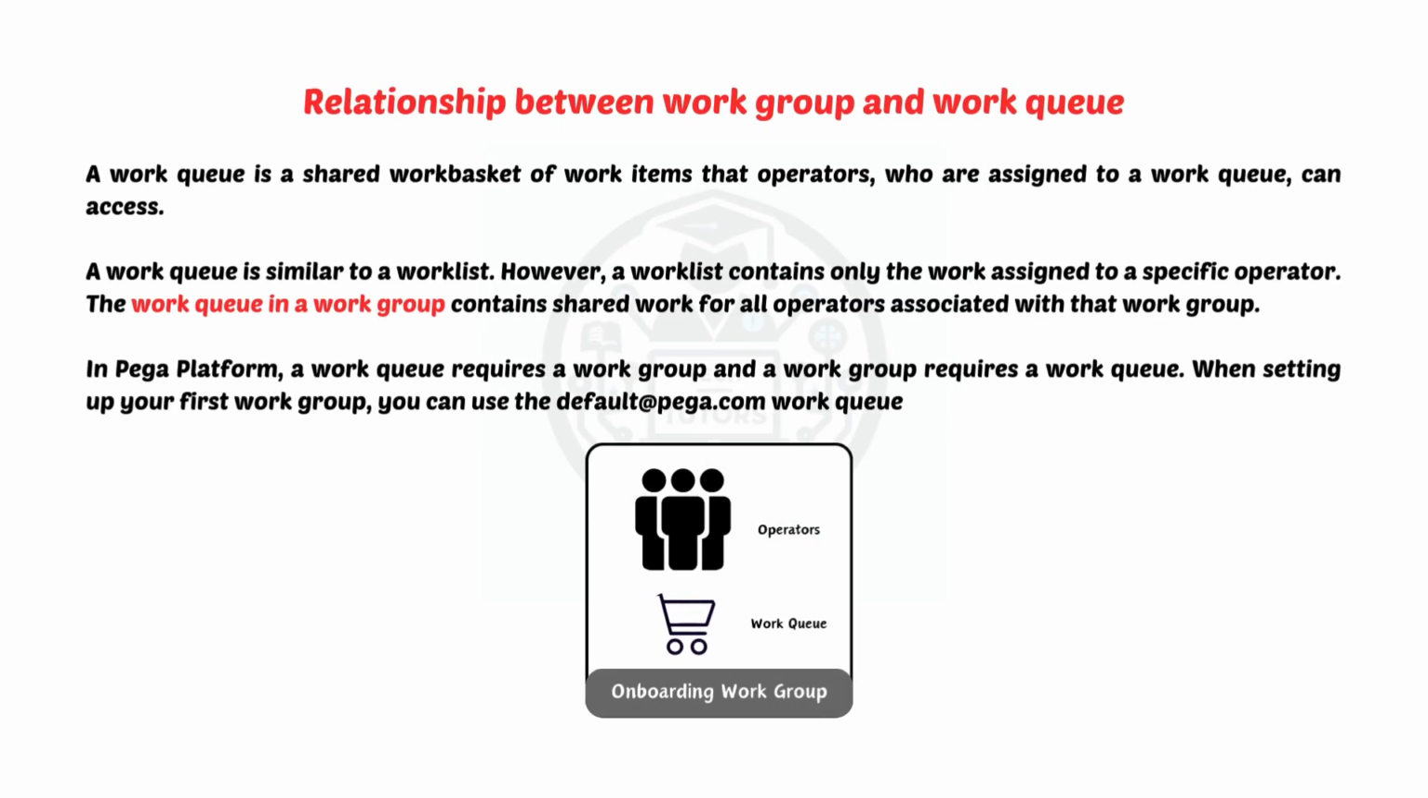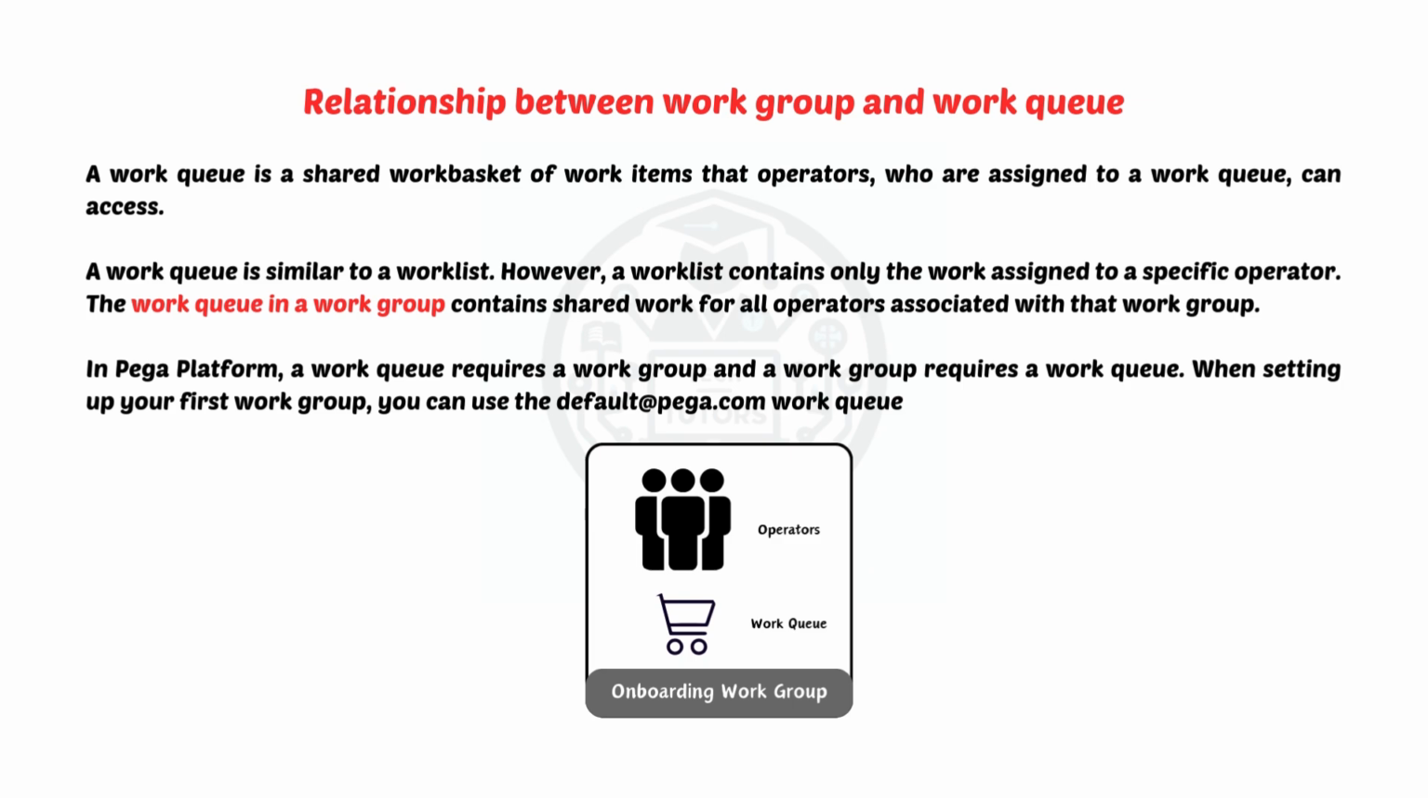Work queues and workgroups are closely connected in Pega. Let's see how they work together to make task management easier. A work queue is an integral part of a workgroup. It's a shared space where tasks for all members of the workgroup are stored and accessed.